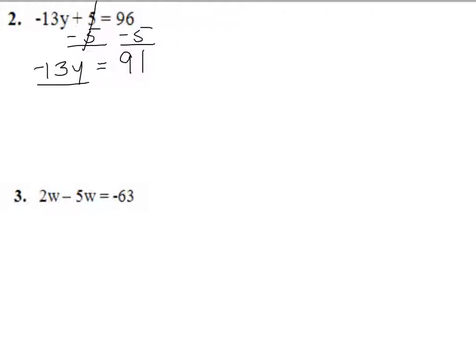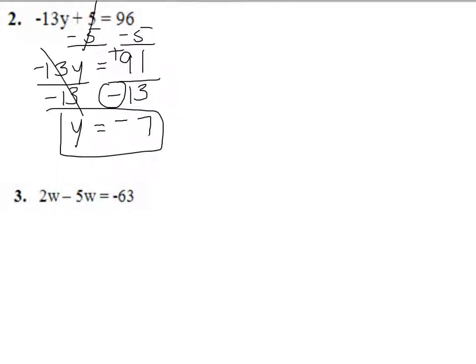So we'll divide the left side by negative 13 to get y by itself, and we'll divide the right side by negative 13. On the left side, you're left with just y. And on the right side, you get 91 divided by 13, which is 7. And since you have a positive number divided by a negative number, your answer will be negative. So you box your answer, and now you go back and check it. So you do negative 13 multiplied by negative 7 plus 5 equals 96.